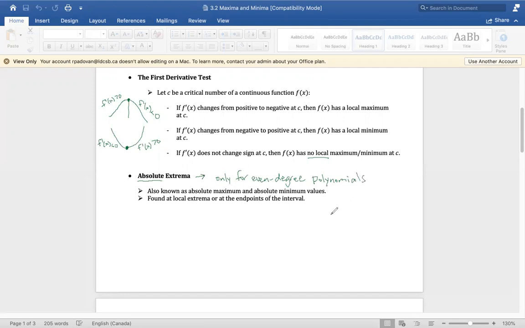So let's look at something that would be quartic from grade 12. Something that looks like this, let's say. To the degree of 4 is what I'm saying. So this would be a local minimum, but the absolute minimum would be the absolute lowest point along the curve. So this would be the lowest point here. I know I said it's only for even degree polynomials, like 4, but it's found at local extrema or at the endpoints of an interval.